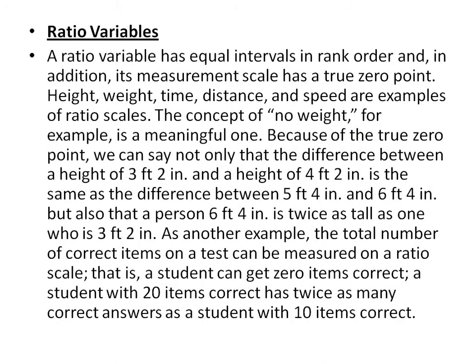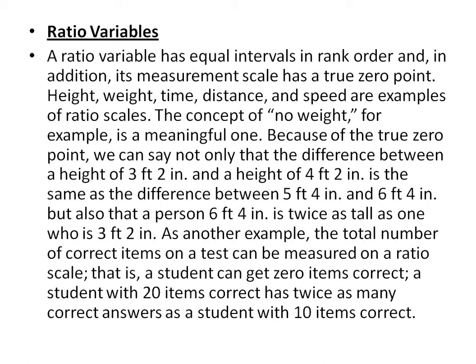Then come ratio variables. A ratio variable has equal intervals in rank order, and it contains a true 0 point. Height, weight, time, distance, and speed are some examples of ratio variables. The concept of no weight, for example, is a meaningful one. Because of the true 0 point, we can say not only that the difference between a height of 3 feet 2 inch and a height of 4 feet 2 inch is the same as the difference between 5 feet 4 inch and 6 feet 4 inch, but also that a person 6 feet 4 inch is twice as tall as one who is 3 feet 2 inch.